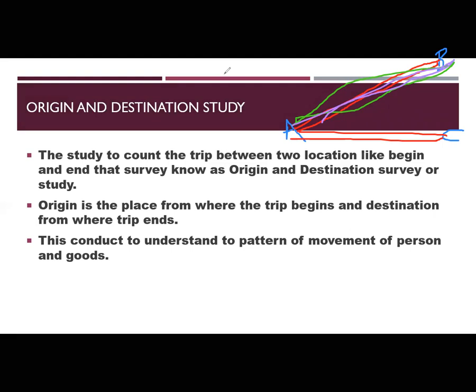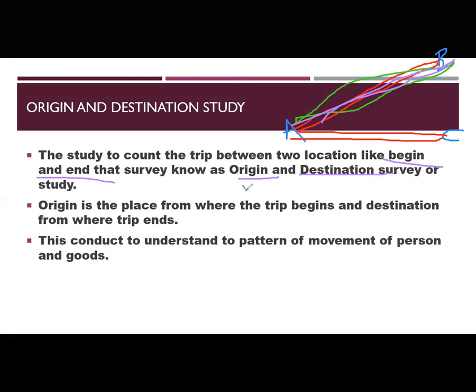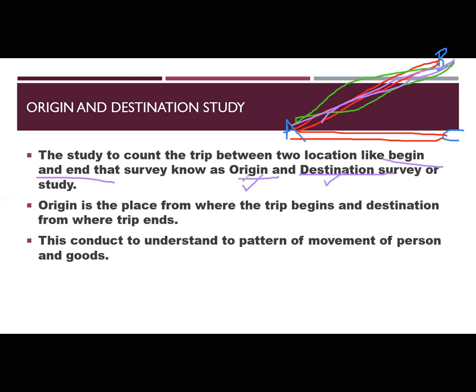So that's why it is required to provide a solution for the traffic. That solution must be on the basis of particular data or numbers, so that's why we are doing the study. The origin and destination study is the study to count the trips between two locations, like begin and end. This is important: begin and end. That survey is known as an origin and destination survey, as the name says. What is the origin where the particular vehicle starts traveling, and what is the destination of that vehicle.